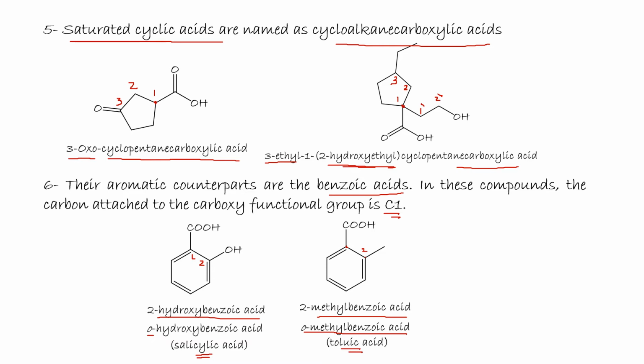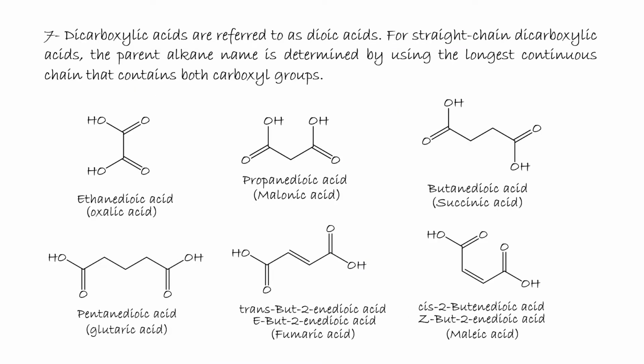Common name, toluic acid. Dicarboxylic acids are referred to as dioic acids. For the straight chain dicarboxylic acid, the parent alkane name is determined by using the longest continuous chain that contains both carboxyl groups. So in here we have 2, so that's ethanedioic acid, common name oxalic. Here we have 3 carbons. That's propanedioic acid. Malonic acid is the common name.